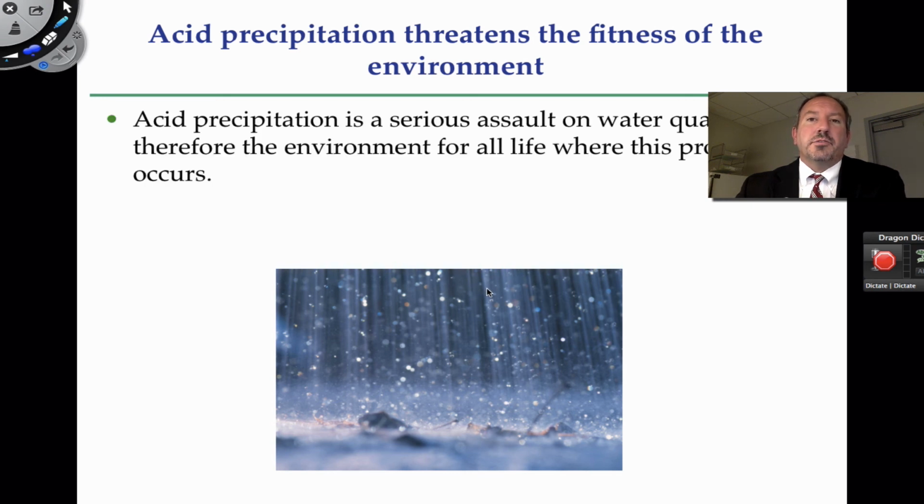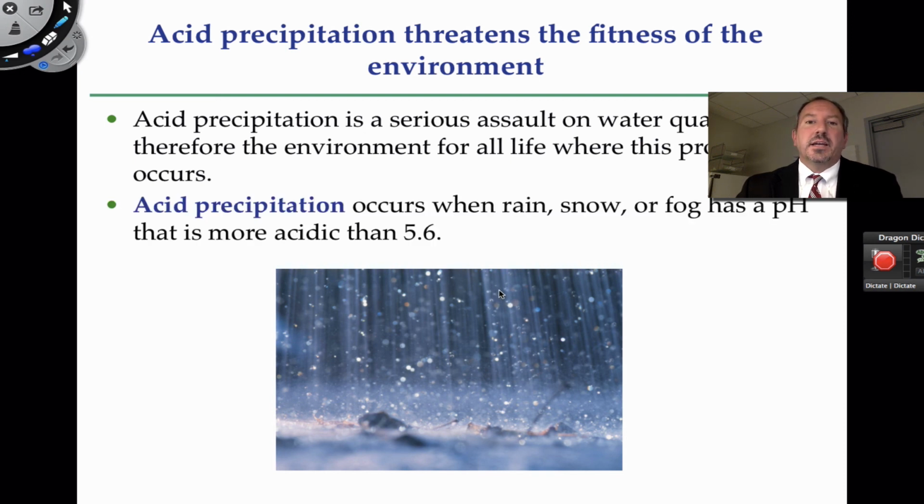Unfortunately, as a result of our industry, human production in factories, sometimes we produce chemicals as a byproduct that go up into the atmosphere, and they react with water in the atmosphere and they produce acidic compounds. And then this comes down in the form of rain, and so it's called acid rain. And when rain comes down, it's not supposed to be pH 4 or pH 5. And snow is not supposed to be acidic. Fog is not supposed to be acidic.